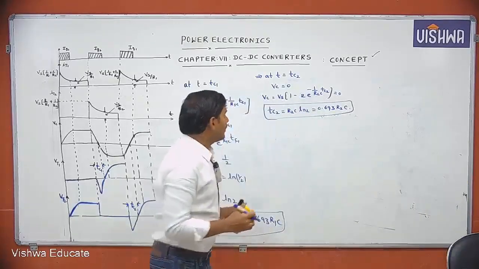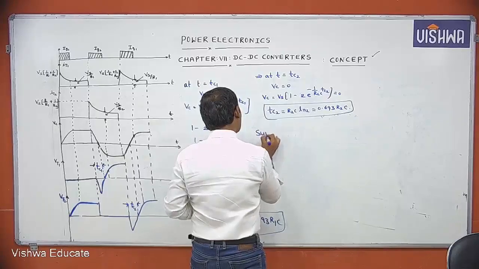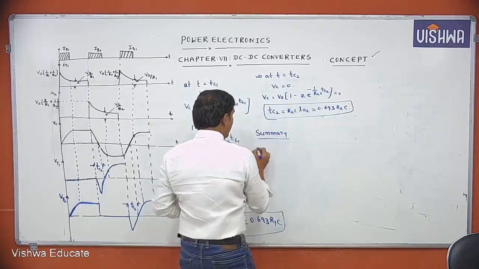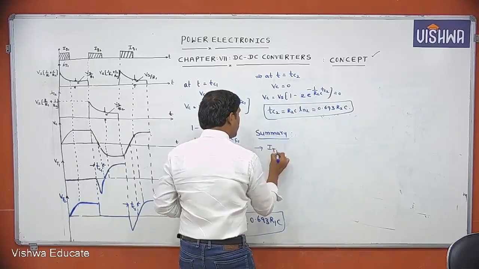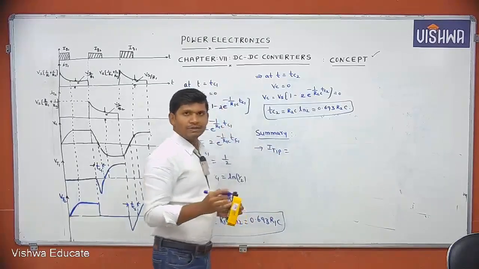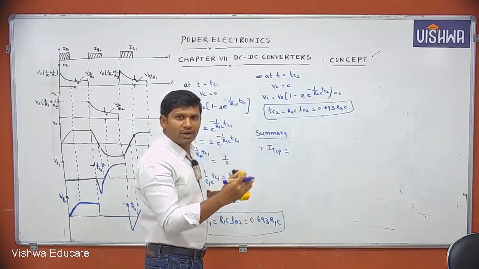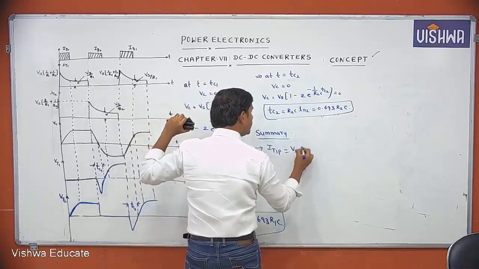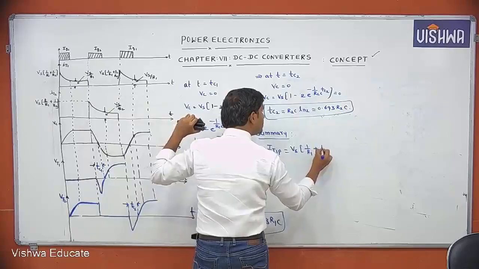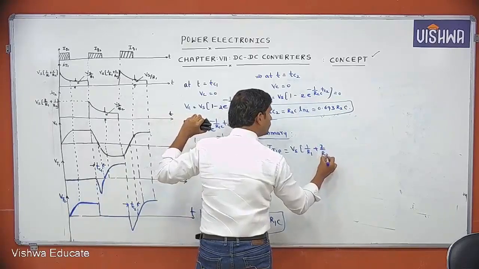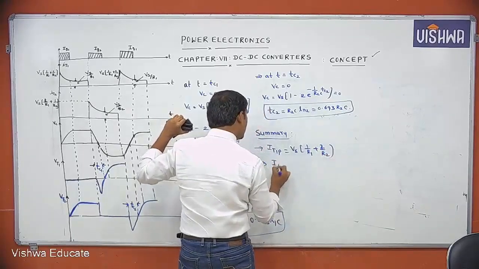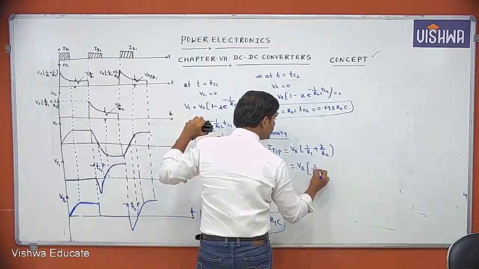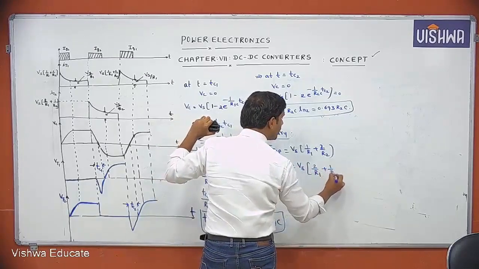Okay, then the final summary I am writing here. Final summary. What is IT1P, equal to the peak current through the thyristor? You take from case 2 onwards, not at starting. From this instant you take. Then Vs into 1 by R1 plus 2 by R2. And IT2P, the peak current through the T2 thyristor, is Vs into 2 by R1 plus 1 by R2.